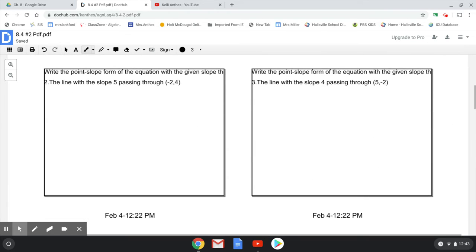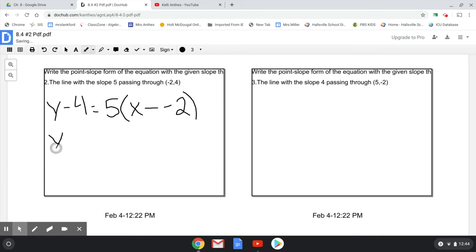Okay, number 2. We have a slope of 5 passing through the point -2, 4. So the y value is 4. So y minus 4 equals our slope, which is 5, parentheses, x minus, I'm sorry, parentheses, x minus our x value. So we have to have a double negative here. So remember, when we have a double negative, that equals a positive. So 5 parentheses x plus 2.